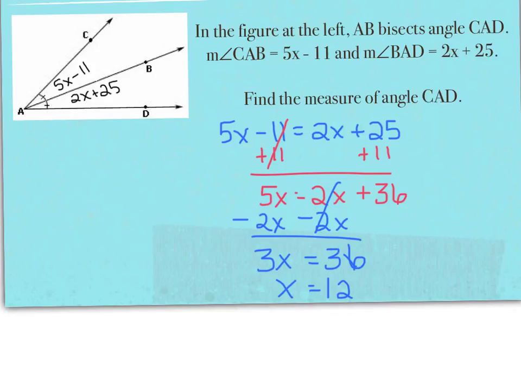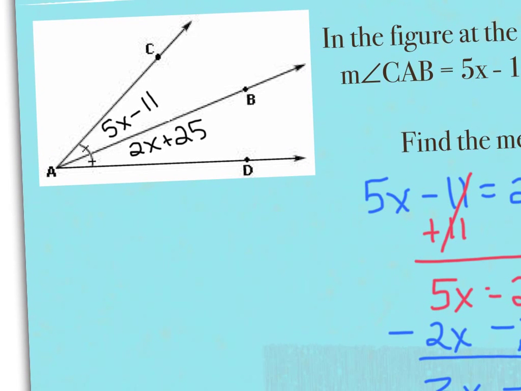Now, does that answer our question? That tells us that x equals 12. How does that help us get the whole angle? Okay, so let's plug it back in. So here, this would be 5 times 12, which is 60, minus 11, which is 49. And this would be 2 times 12 plus 25. That's 24 plus 25, which is 49. Is that what was supposed to happen?